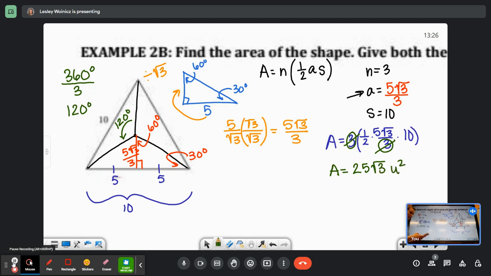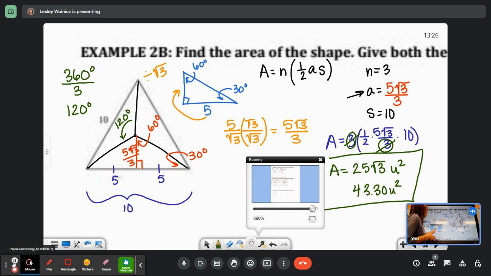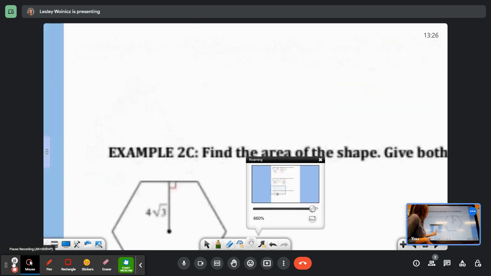Okay, now I need to know what that is as a decimal. It is 43.30 units squared. So I just put that in my calculator and I round to the nearest hundredths place. Excuse me. All right, let's do another one. That one was so much fun.